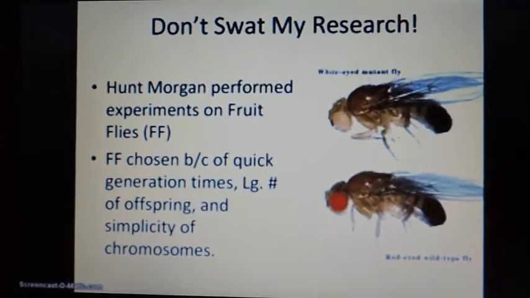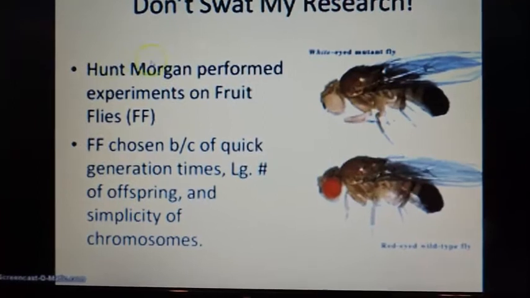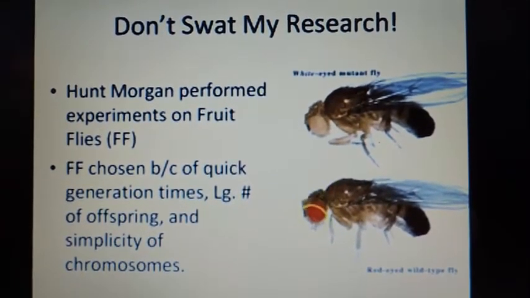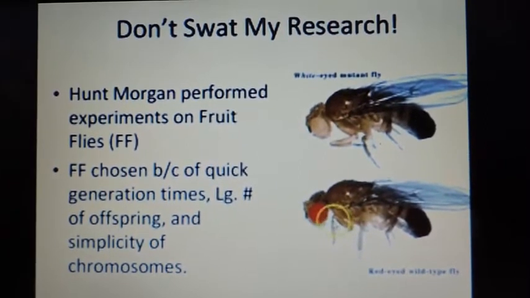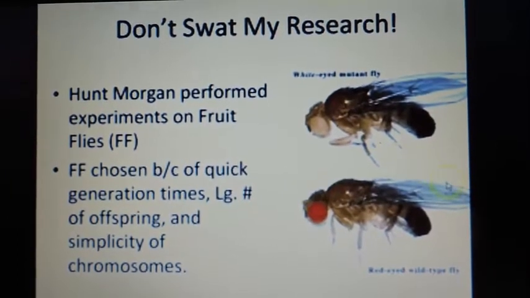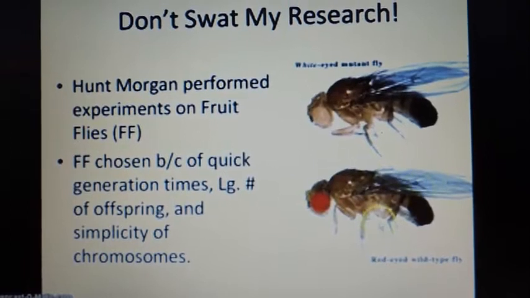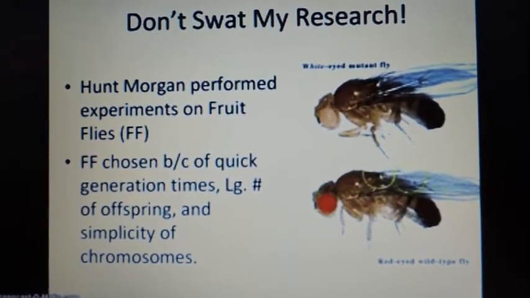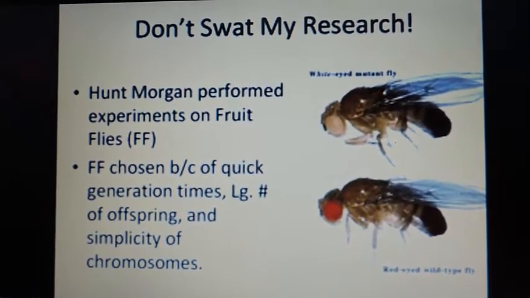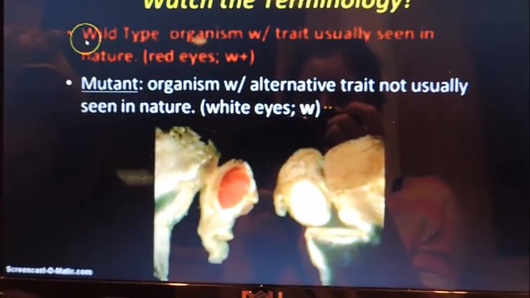Now, much of the early work on chromosome behavior was done in the lab of Thomas Hunt Morgan, and he did his work using fruit flies as a model. Fruit flies were chosen because of their quick generation time. They can have a new generation created within about 2 weeks. They produce a prodigious number of offspring, and they only have 4 chromosomes to track rather than the 46 that we see in humans. Now, there are a couple of important terms here that you'll want to review.